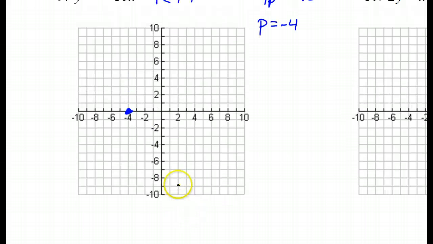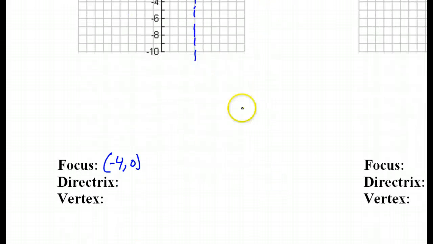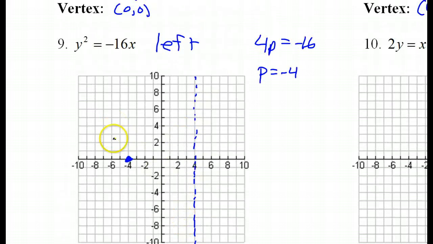The directrix should be in the opposite direction, so the directrix should be this line right here. Vertical lines are always x equals something, so that'll be x equals 4. We're still doing a vertex of (0, 0). So all we need now is the focal width.